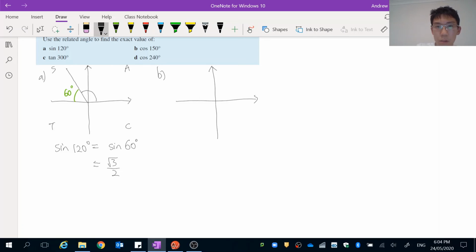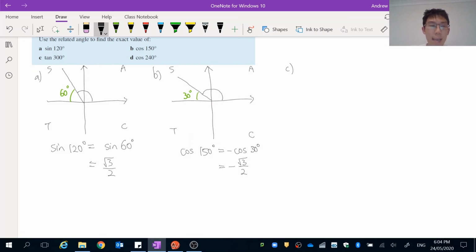Let's do B. I'll just draw them one at a time. Cos 150. Now where's 150? Well, 150 is here in the second quadrant again, but this time the acute angle it makes with the x-axis is 30 degrees. So the related angle is 30 degrees for cos 150. So cos 150 is going to have the same value as cos 30, but we're in the S quadrant, so cos is going to be negative. From our table, cos 30 is root 3 on 2, but this is going to be negative root 3 on 2.